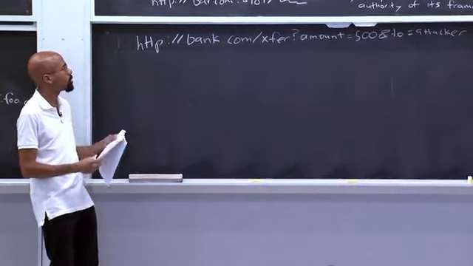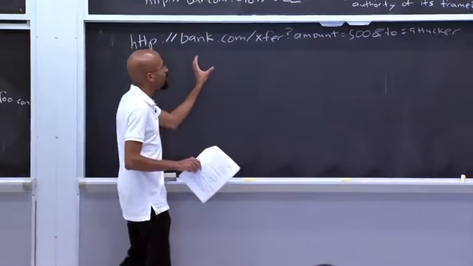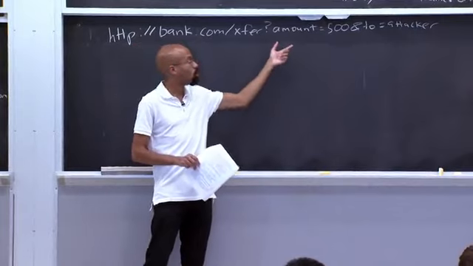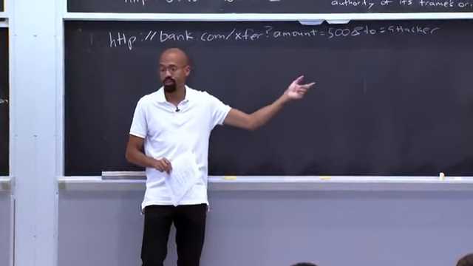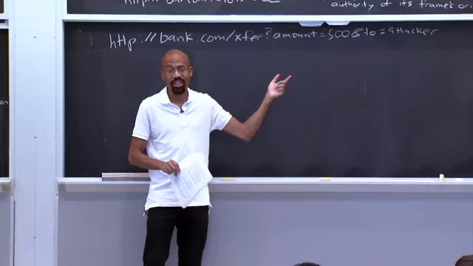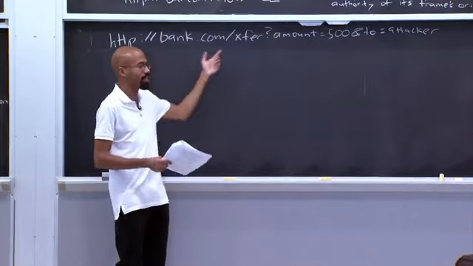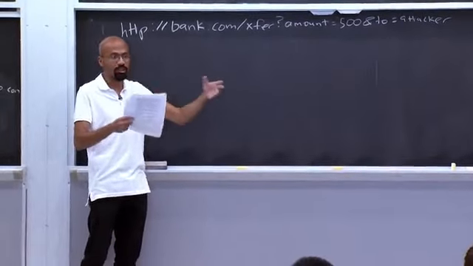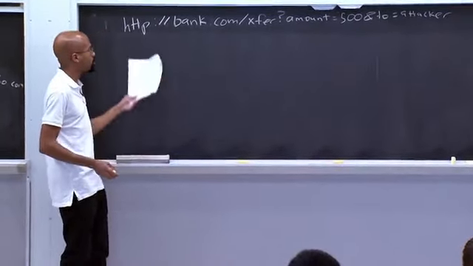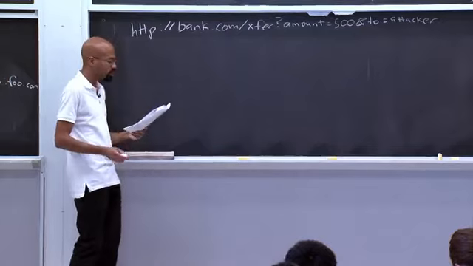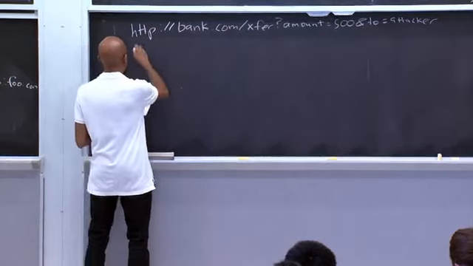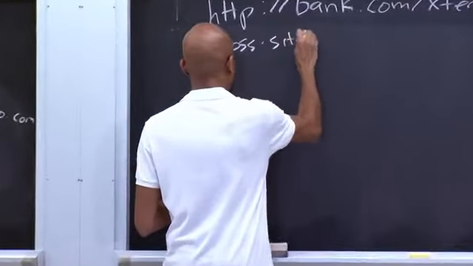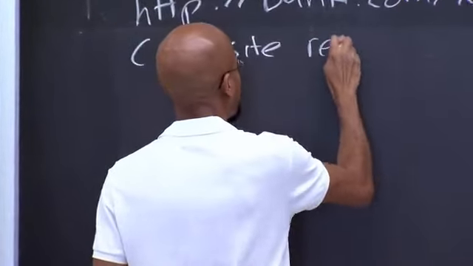The reason this attack works is that the attacker can figure out deterministically what this command should look like. There's no randomness in this command. So essentially what the attacker can do is try this on his or her own bank account, figure out this protocol, and then force the user's browser to execute this on the attacker's behalf. So this is what's called a cross-site request forgery.